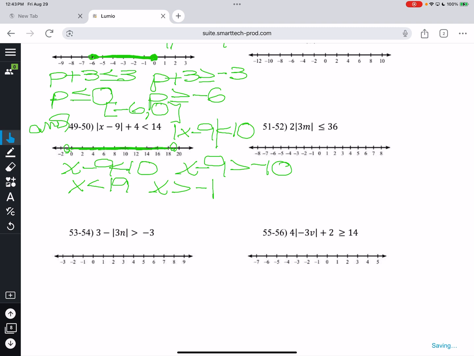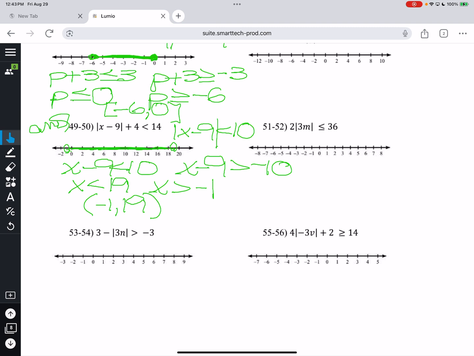So what's the interval notation for this? Cameron, what do you get? Parentheses, 1, comma, 19. Look at your solution. Is it 1? Negative 1. -1, good. -1, 19, and then what? Parentheses. Yep. Good job.